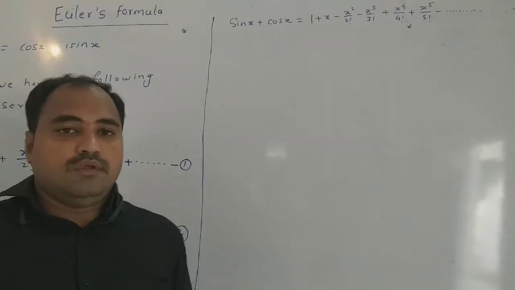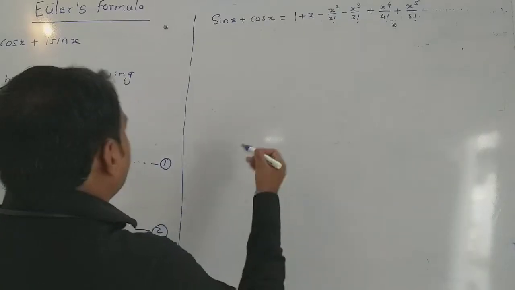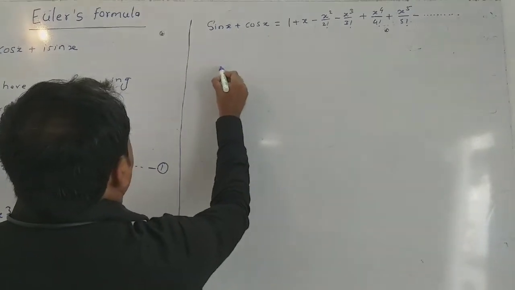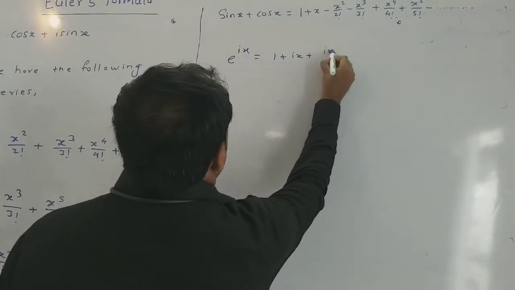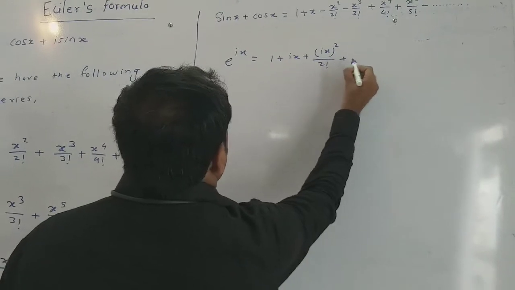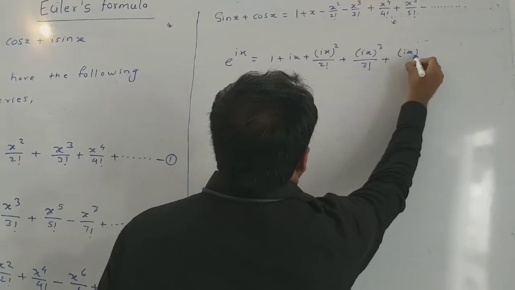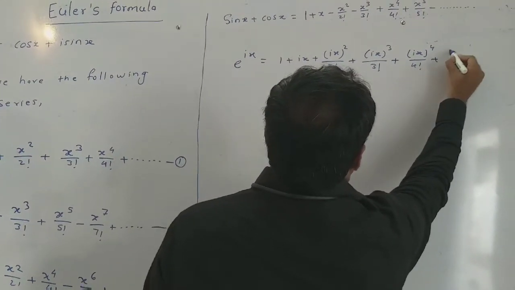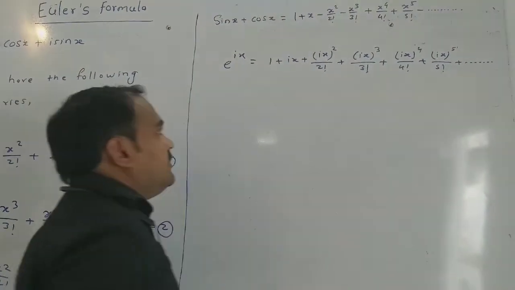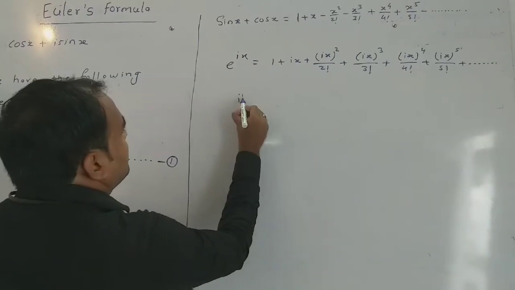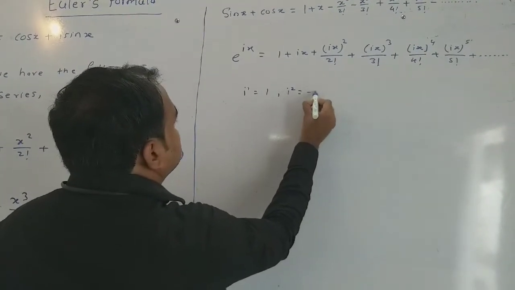Now we again use the series e to the power ix is equal to 1 plus ix plus ix square upon 2 factorial plus ix cube upon 3 factorial plus ix to the power 4 upon 4 factorial plus ix to the power 5 upon 5 factorial plus and so on. And we know that i to the power 1 is i, and i square is minus 1.